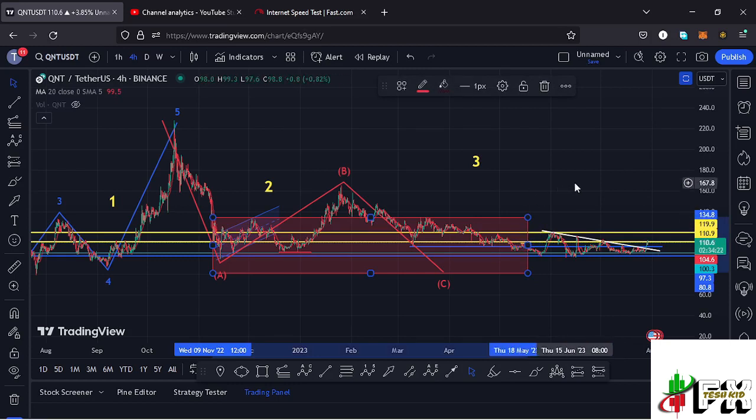And in case we get one more new low, then I think that would be another perfect entry to get back into Quant, and that is not financial advice, to be able to ride that massive pump to the upper side in the formation of that wave 3.